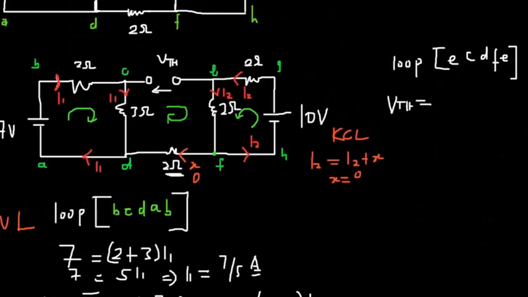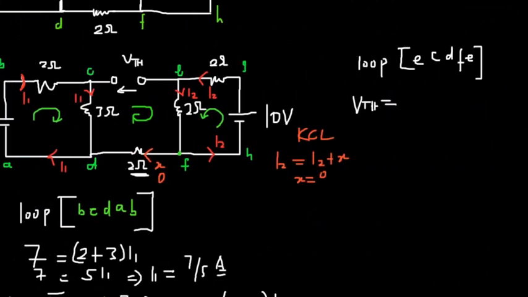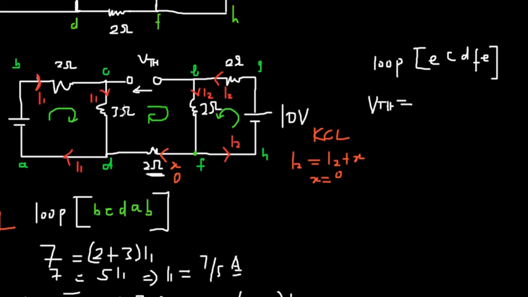So now we know that VTH is positive. This means that we are taking the voltage direction in this form, this way rather than this way. So we have VTH being positive, and then we have 3 ohm and I1, positive because it's moving in the same direction. So we have 3I1.